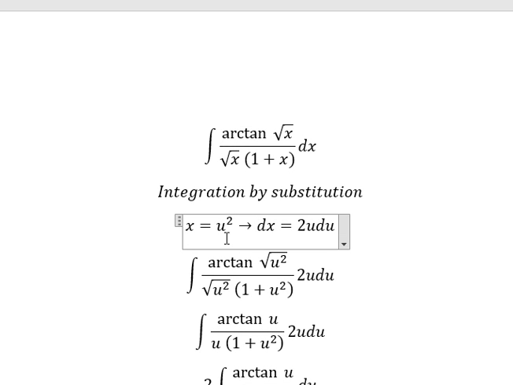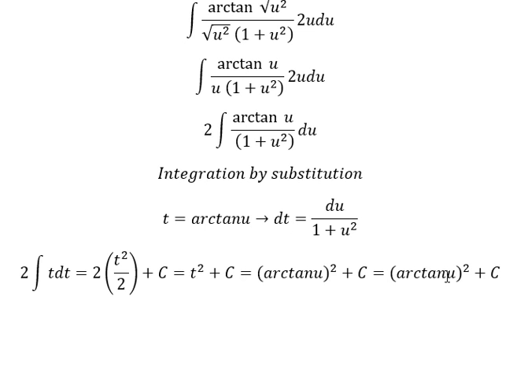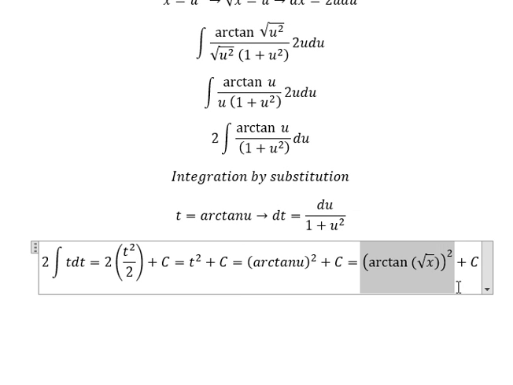So we put the square root for both sides, and we get u equals the square root of x. So I will put this one to change for u. And this is the final answer.